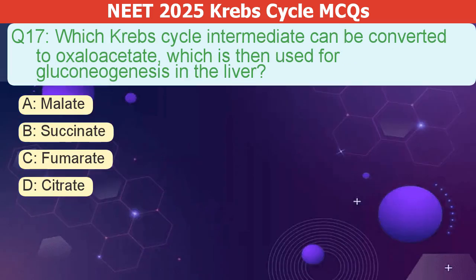Which Krebs cycle intermediate can be converted to oxaloacetate, used for gluconeogenesis in the liver? A. Malate. B. Succinate. C. Fumarate. D. Citrate.